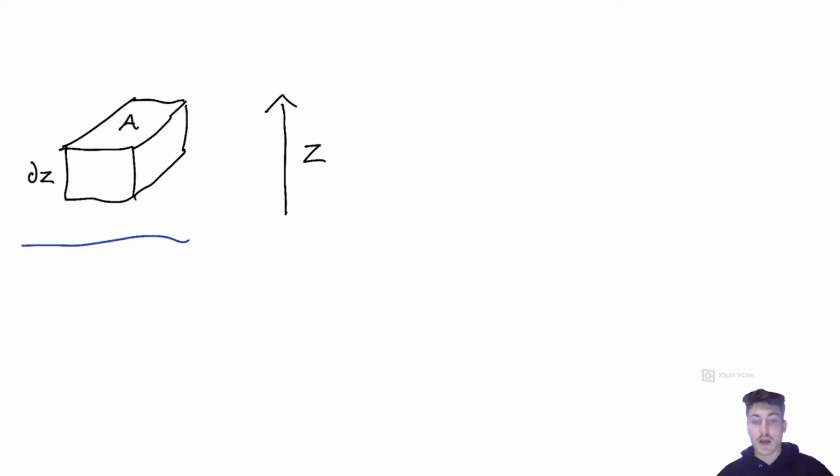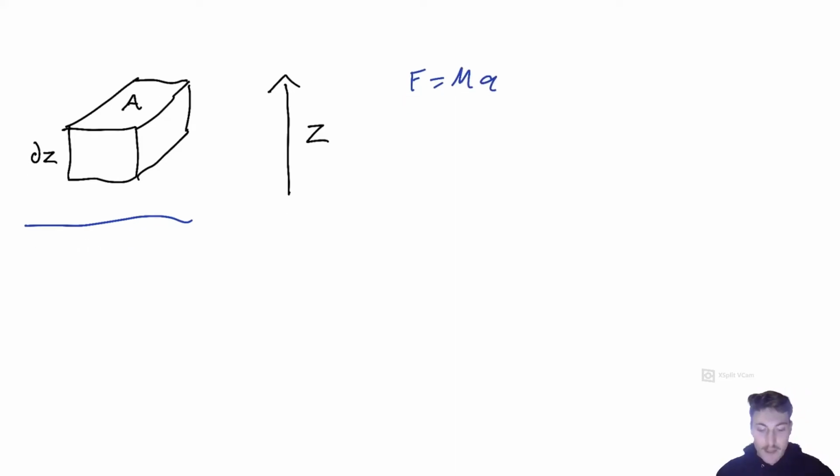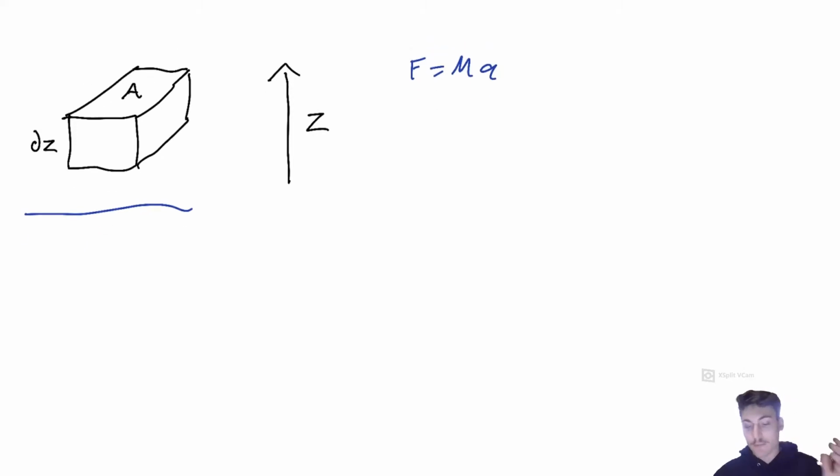This A right here is the area. To start off, we're going to apply the regular force equation: F is equal to mass times acceleration. Here we can assume that this differential volume of liquid is not moving, so our acceleration is equal to zero, which means our net force is also equal to zero. But first we have to figure out what forces are actually acting upon this object.